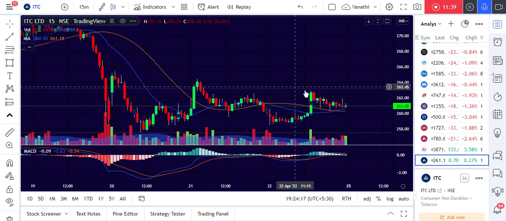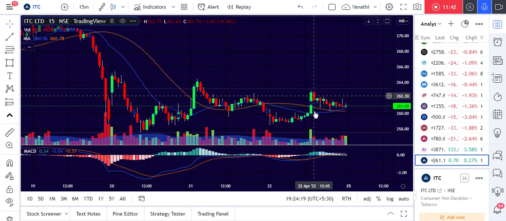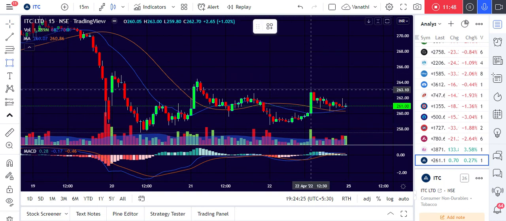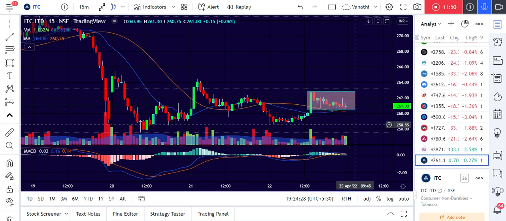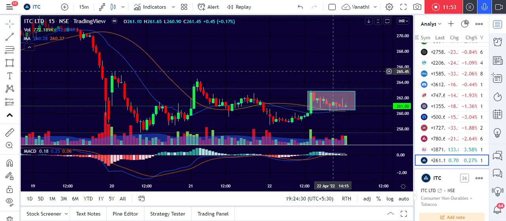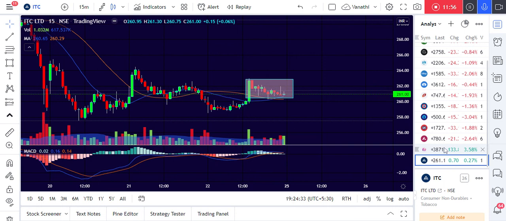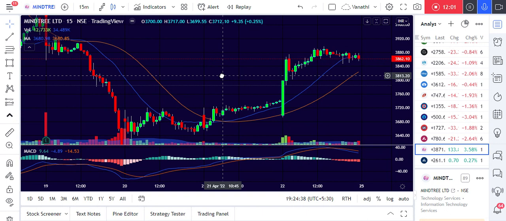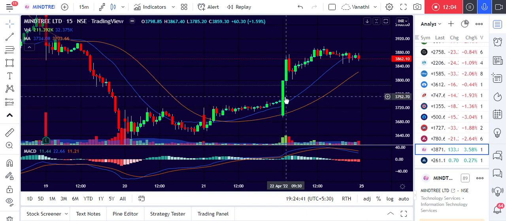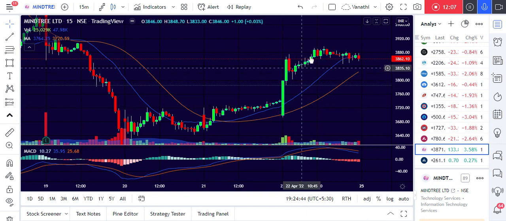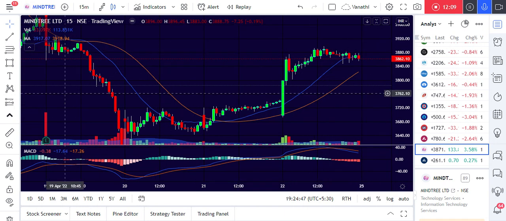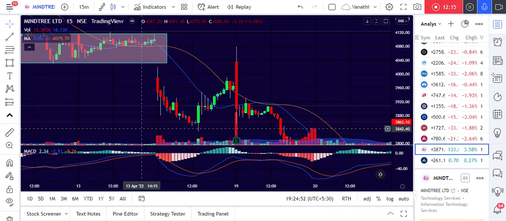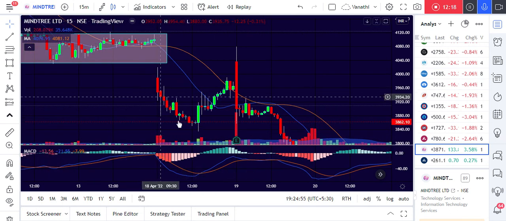Now the next day, if the price breaks this consolidation zone in ITC, then we can expect some upside or downside movement. In the last part we also saw Mindtree. Mindtree has given entry here, the first candle. This is an entry, and it gave a very nice upside movement. And then a shorting opportunity came here itself. This is a shorting opportunity.